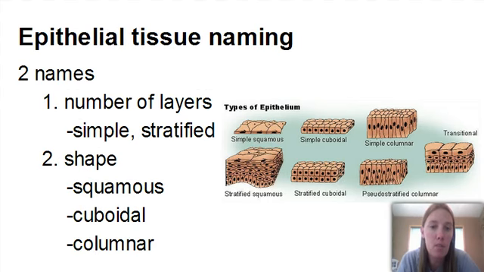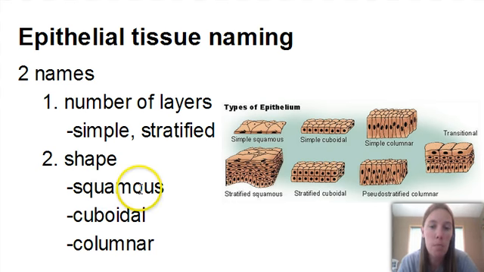Epithelial tissue is given two names. The first name is really to show how many layers of cells there are in the tissue. Simple means that there's simply one layer, and stratified means that there are many layers. The second name has to do with the shape. You have a couple of examples here.